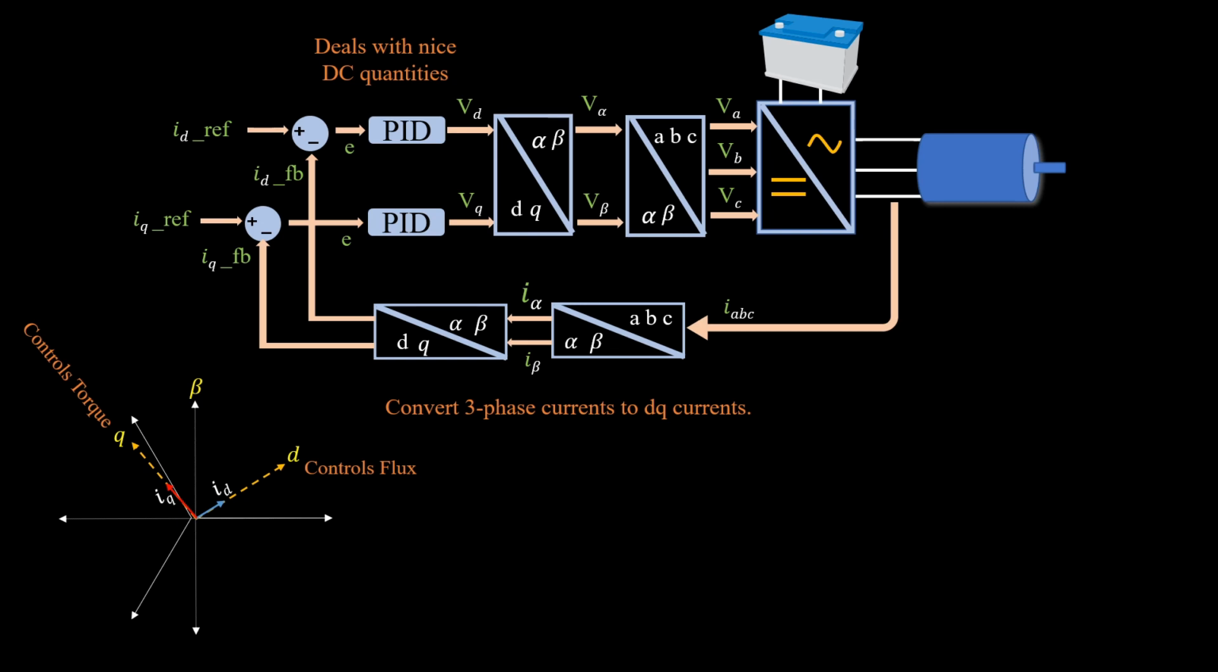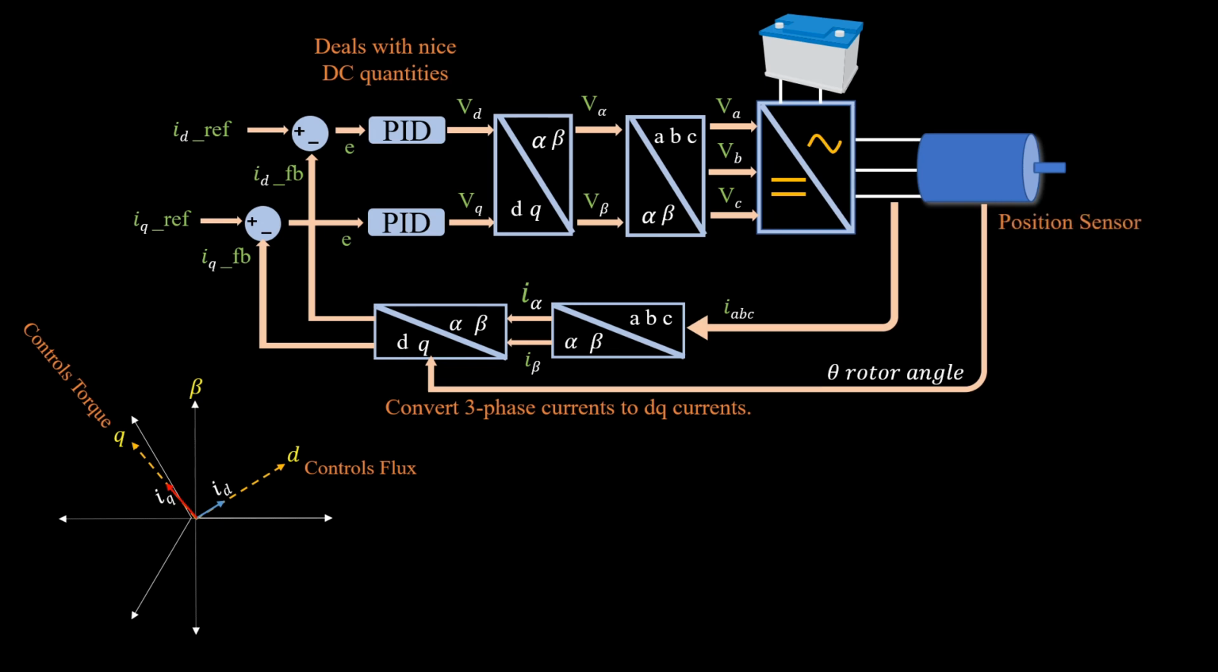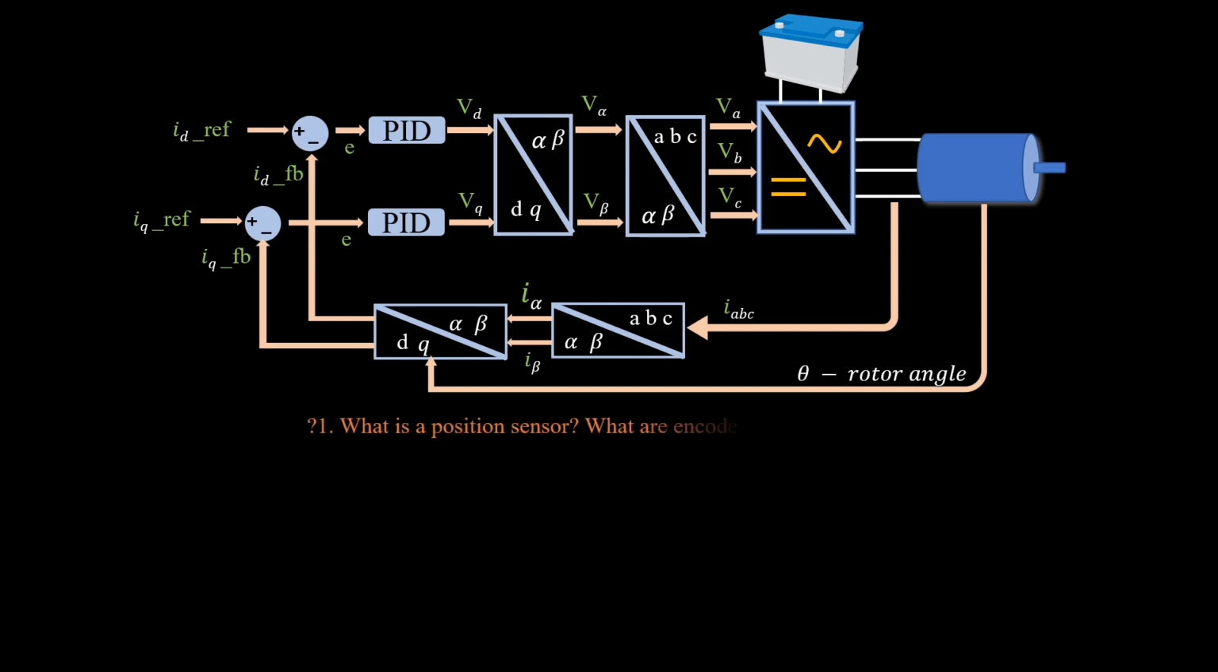Also observe that to convert alpha beta quantities to DQ quantities, we need to know the rotor angle. This angle is obtained by a position sensor placed in the motor. But what are these sensors? At this point in time, you must have a lot of questions and let's see what things we have not answered. What is a position sensor, or what are encoders and resolvers?